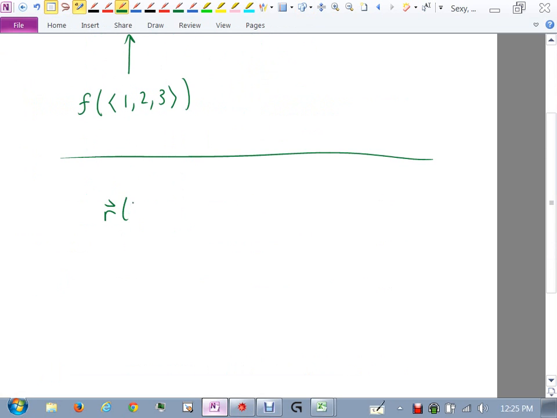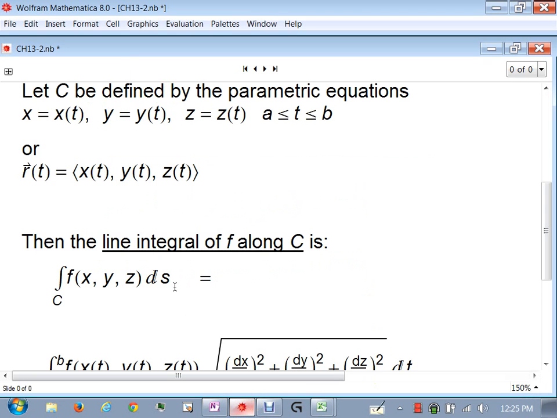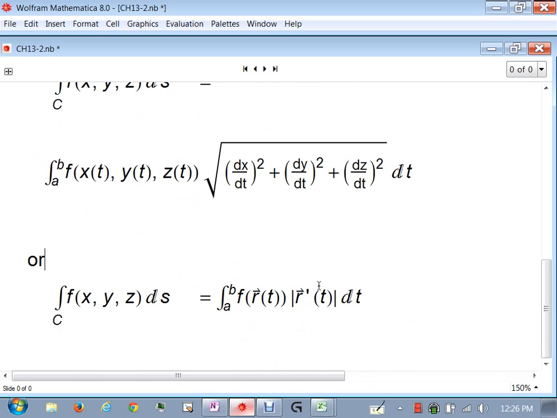If r of t is x(t), y(t), z(t), then r prime of t is a vector. It's x prime of t, y prime of t, z prime of t. We love taking derivatives of vector functions because they're super easy. You just do the derivative of each component, right? But then what's the magnitude? Because look at the formula. It's the magnitude of the derivative. What's the magnitude of this thing?